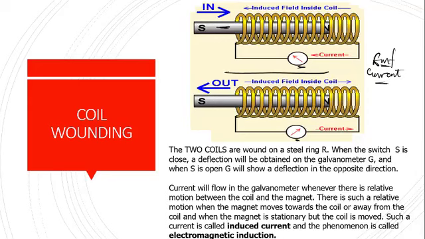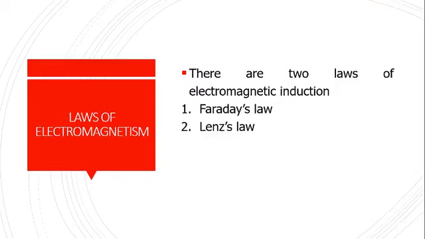deflection of the galvanometer. Alright, so you notice here that current will flow in a galvanometer whenever there is relative motion between the coil and the magnet. Such current is called induced current, while the phenomenon is what we call electromagnetic induction. Either way, relative motion could be whether the magnet moves towards the coil or away from the coil, or when the magnet is stationary and the coil is moved away.